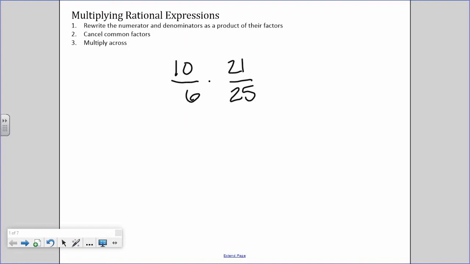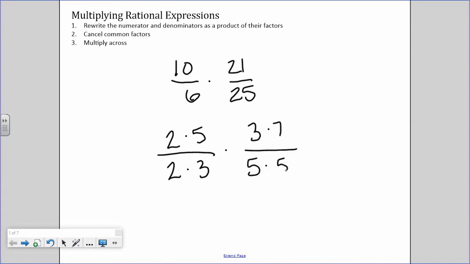So the first thing I'm going to do is rewrite both the numerator and the denominator of both terms as a product of their factors. So 10, if you break it down into a product, would be 2 times 5, and 6 would be 2 times 3. I'm going to do the same thing with the other side. 21 would be 3 times 7, and 25 would be 5 times 5.